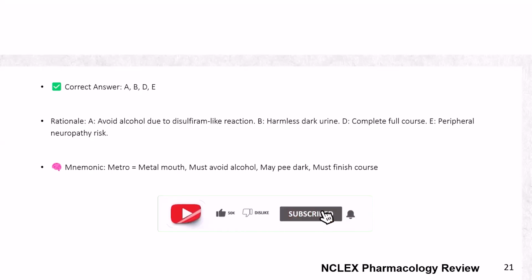So always remember this: for metronidazole, clients can have metallic taste. They must avoid alcohol. Their pee may become dark and they must finish the course. So do not forget this.